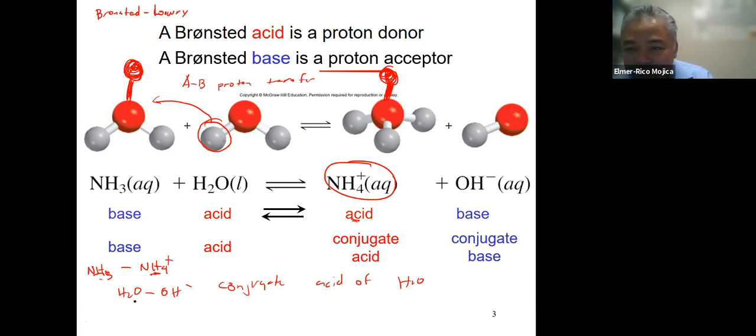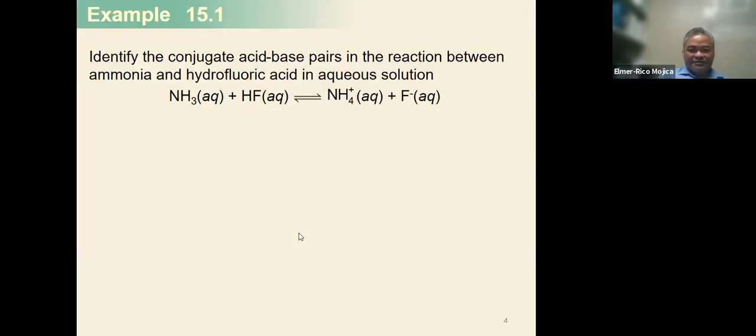So what's the conjugate acid of H2O? Anyone? Or maybe when we go later, you might understand more about the conjugates. Okay, we'll go on later because that's the one being asked here. You're asked to identify the conjugate acid-base pair in the reaction between ammonia and hydrochloric acid. The Bronsted-Lowry acid-base definition is the one that contains the conjugate. What's the word close to conjugate? Anyone?